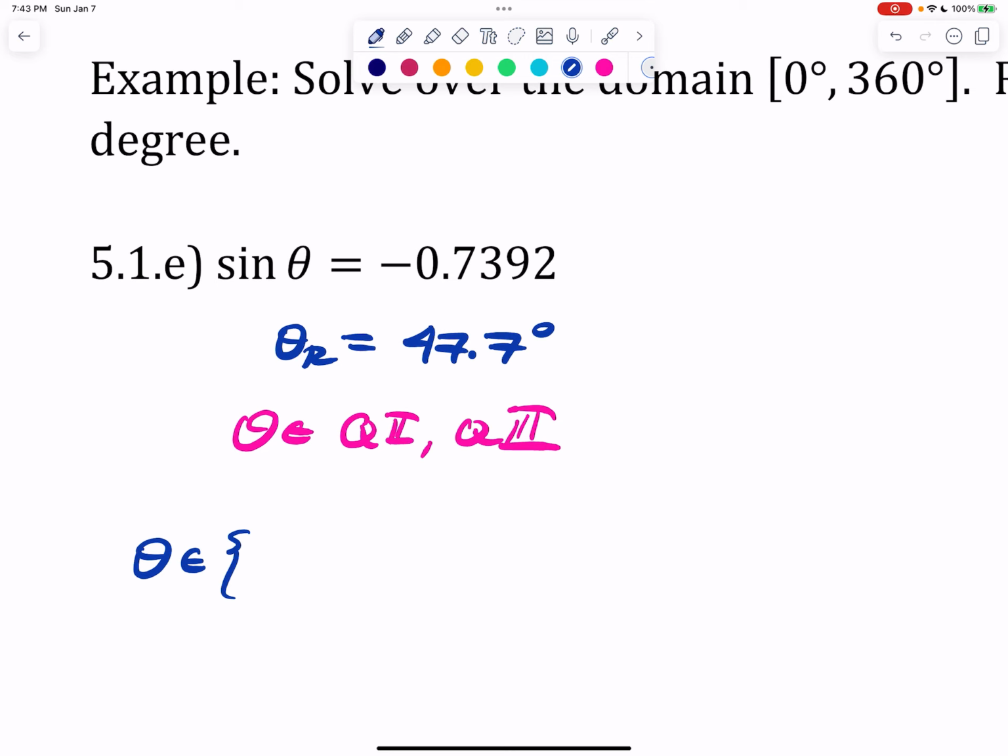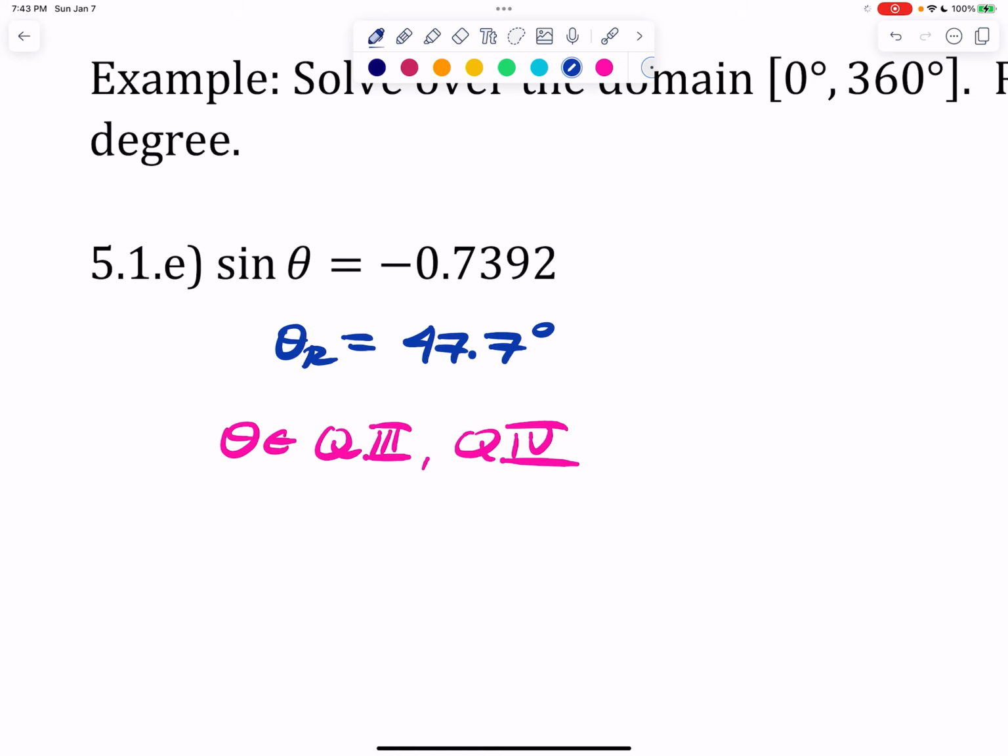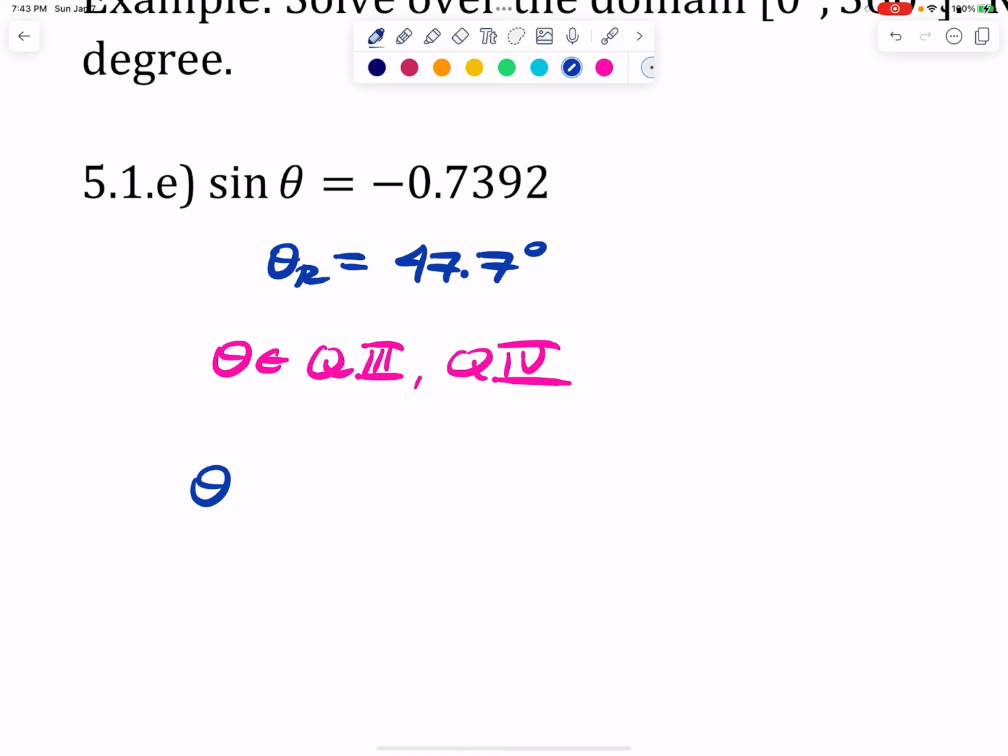of 180 degrees. Wait a second, what am I doing? Reverse, not quadrant 2 and 3. Sine is negative in quadrants 3 and 4. That makes way more sense.